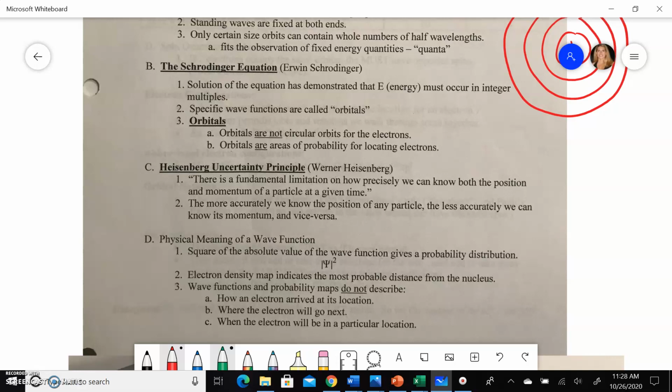This is not like the solar system where you have an orbit for the Earth that goes around the sun in a circle. It's going to be more of an area of probability for where the electrons are going to be located. So make sure if you're ever talking about orbitals in an essay AP question that you can explain it as the probability of where electrons are located.